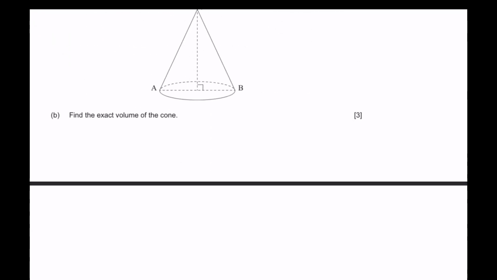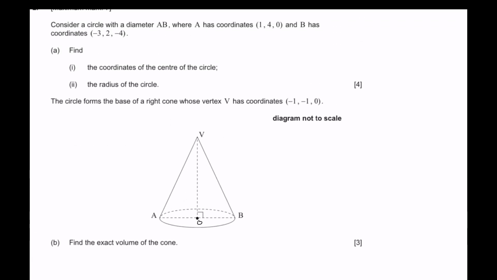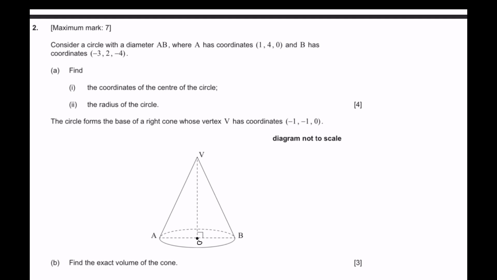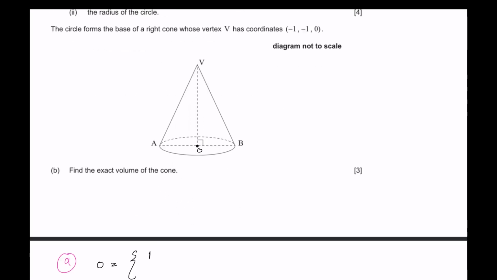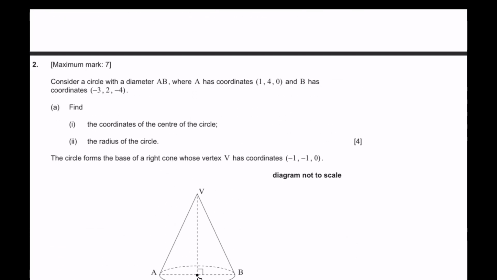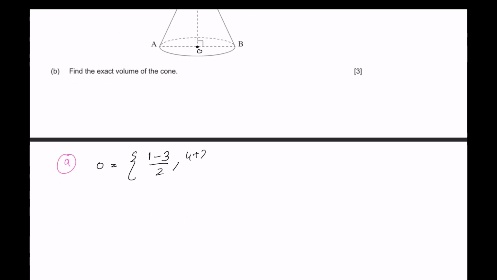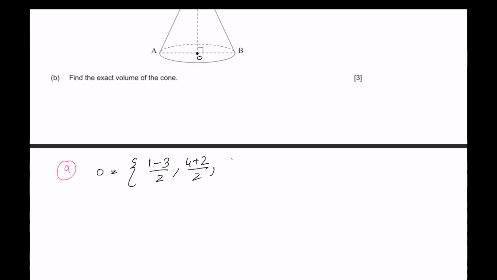So yeah, let's say this point is O. Coordinates of O would be, we just have to add the A and B coordinates and divide them by 2. So we start with the x coordinate. A has 1, B has minus 3. So 1 minus 3 by 2, comma, the y coordinate will be 4 plus 2 by 2, and the z coordinate will be 0 minus 4 by 2.